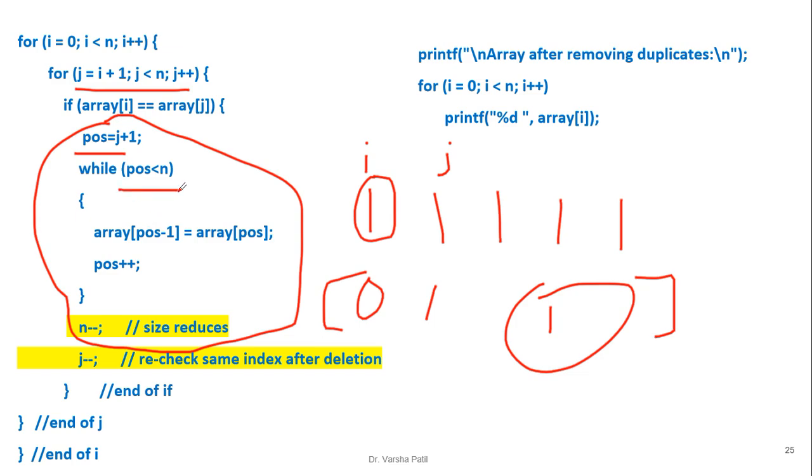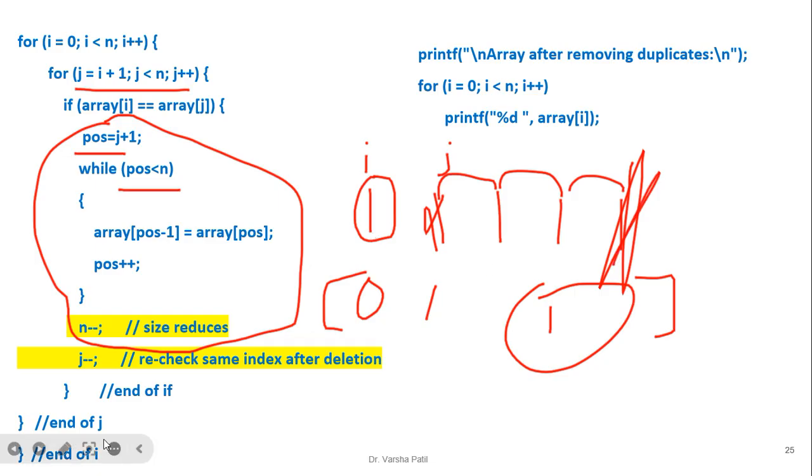Now this loop is very much clear. While position is less than n, array of position minus 1 is equal to array of position, and position plus plus. When we come out of the loop, this element gets removed, this one comes here, this one comes here, and this one comes here, and after that we do n minus minus, so the size gets reduced.